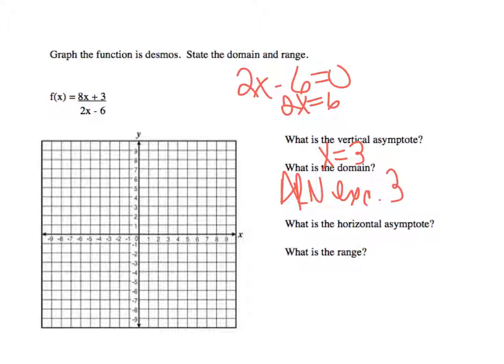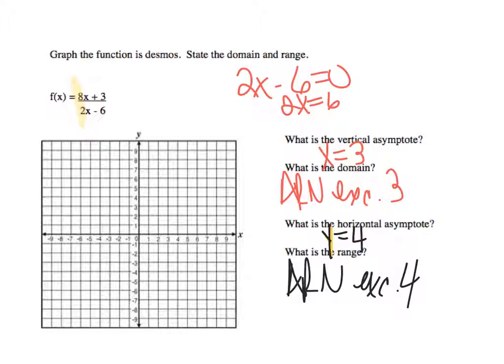Horizontal asymptote is the coefficients of x. In this case, that's 8 over 2, which means we are going to be at y equals 8 over 2, which is, I think I said 2 a second ago, 8 over 2, which is 4, and our range is all real numbers except 4.